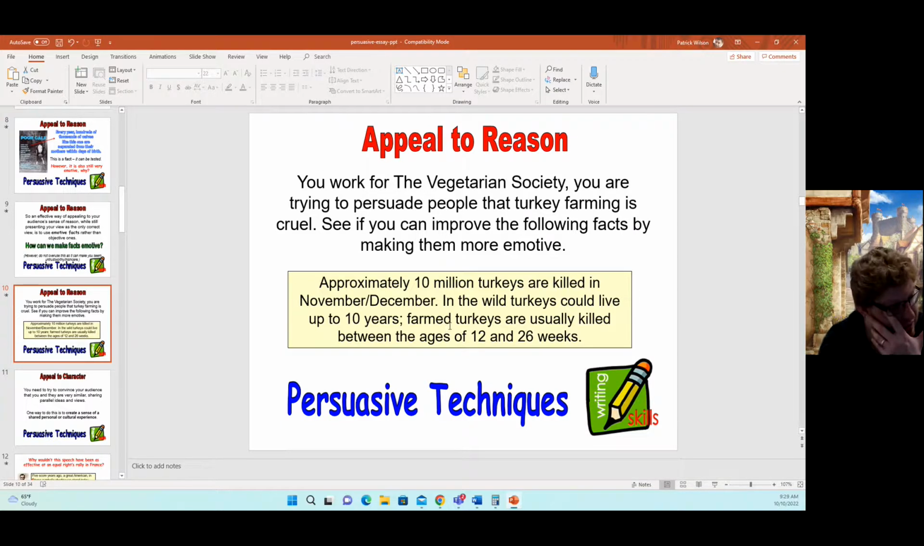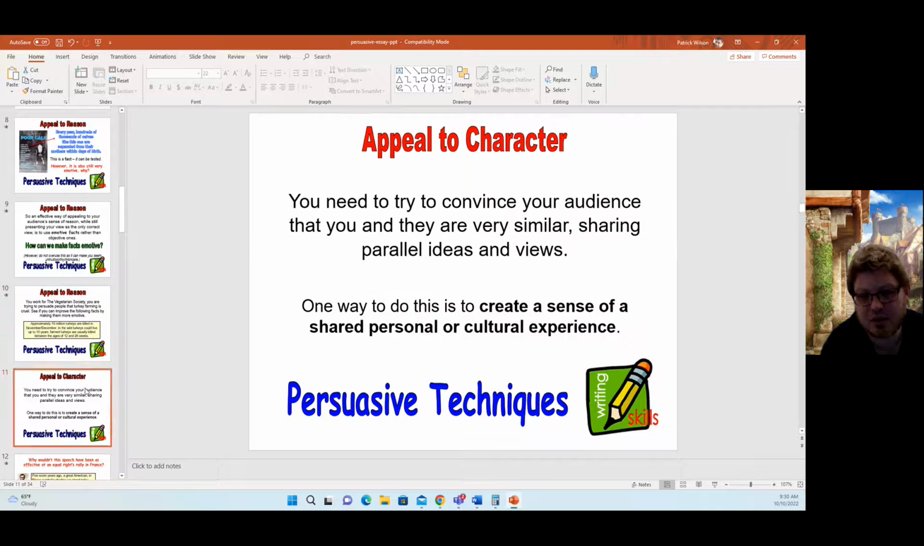So if you're a part of this particular society, and you wanted to persuade somebody to, hey, let's try to save these turkeys, then you would go into a series of paragraphs, a series of statements backing up why you want to save these turkeys, using logos, ethos, and pathos. Appeal to character, right? This is really getting more or less into the ethos.